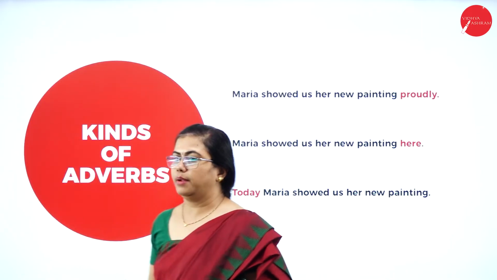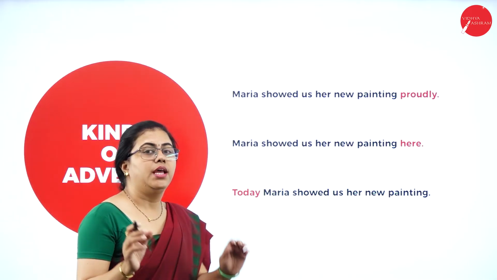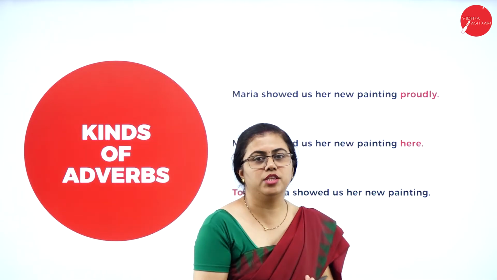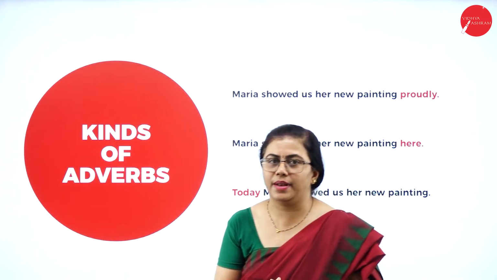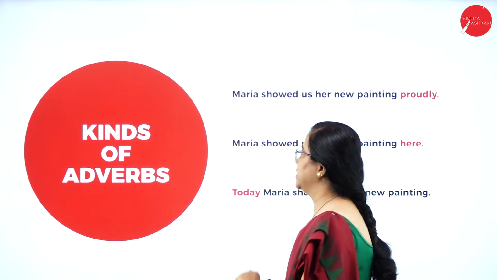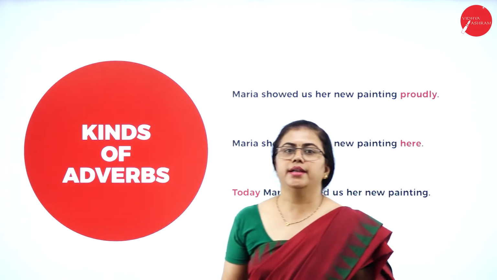Now we have to understand about kinds of adverbs. Adverbs are divided into 5 categories based on the work they do, based on the role they play in the sentence. So what is it? I have just made a few changes in the same sentence for you to understand it better.